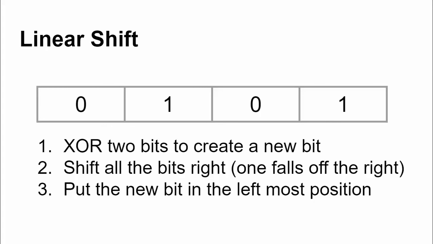But the first step is to take two bits called the taps, XOR them together to create a new bit. Then we tell all the bits to move down, and then lastly we take that new bit and stick it on the far left where there's a vacancy now because everybody moved to the right. And let's look at this as a picture, just kind of watch it go here.